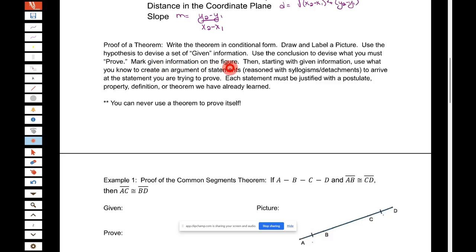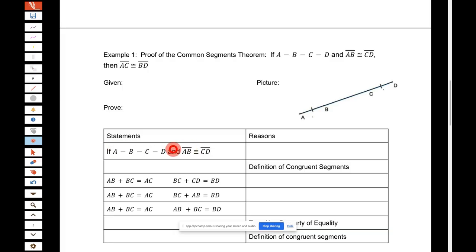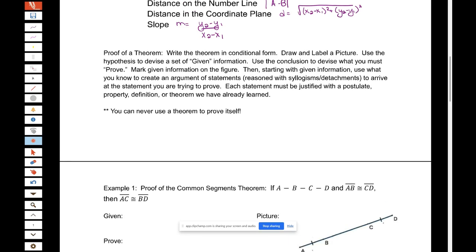Mark given information on the figure. Yes, you always do that to start with and draw your picture. Use the conclusion to divide. Oh, we already did that. Then starting with given information, use what you know to create an argument of statements, syllogisms and detachments. In other words, if this is true, then that is true. If this is true, then that is true. And by the time we get to the end, that means if this is true, the final step is true by a bunch of syllogism.